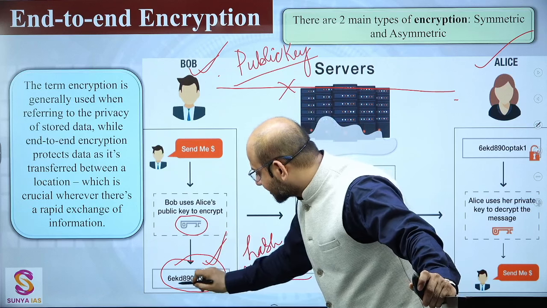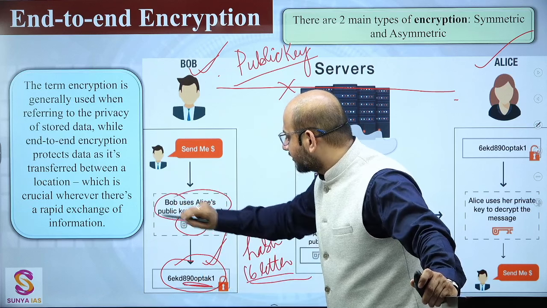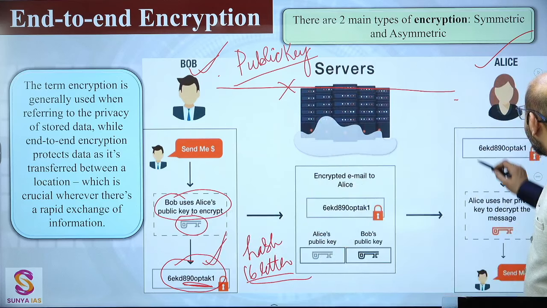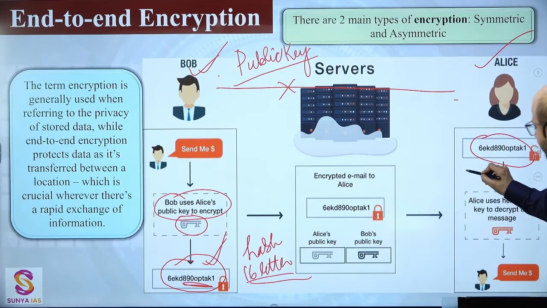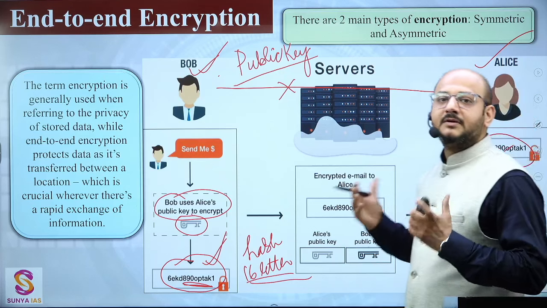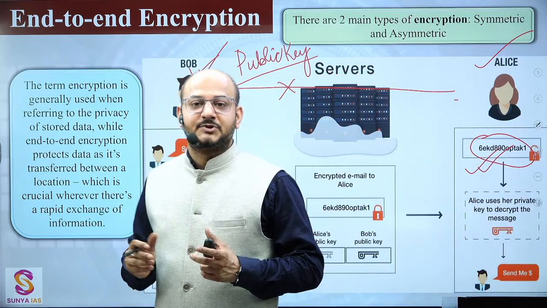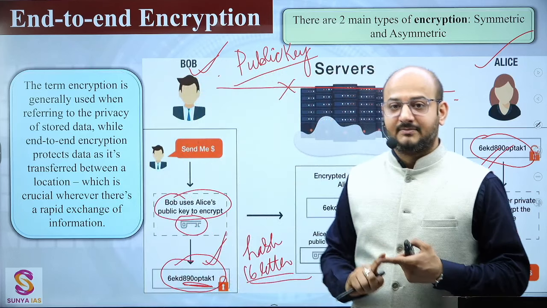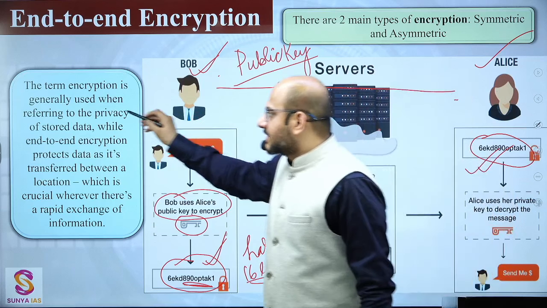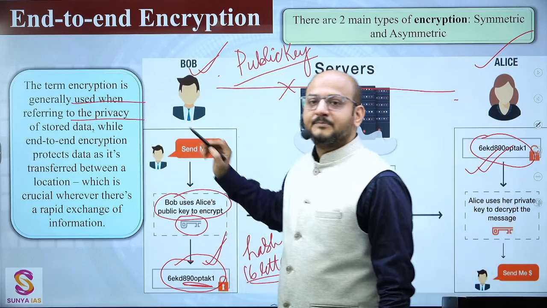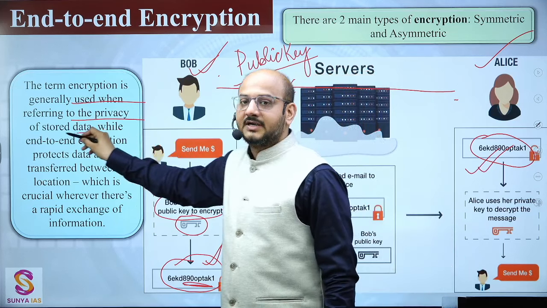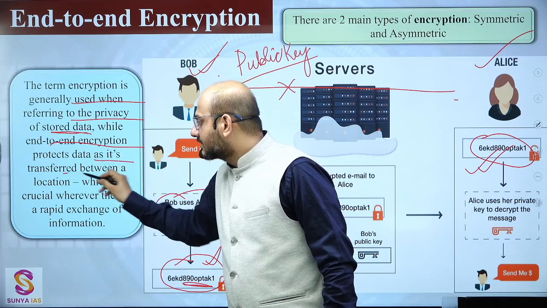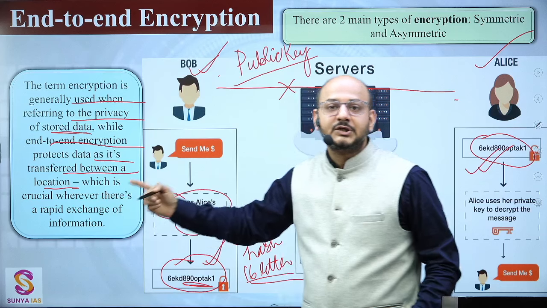So this key is there, and whatever message is there, it has been encrypted. Now what will happen? Alice will use the key to decipher or decode the message. That is called end-to-end encryption. The two persons who are having the keys can only and only open that message. The term encryption is generally used when referring to the privacy of stored data, while end-to-end encryption protects data as it's transferred from one location to another.